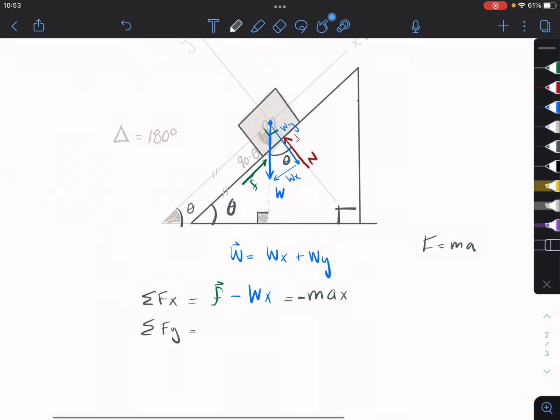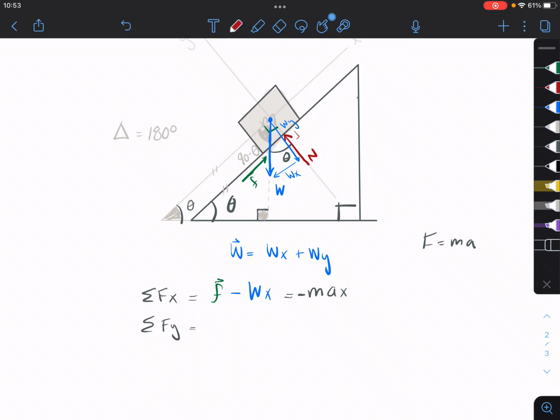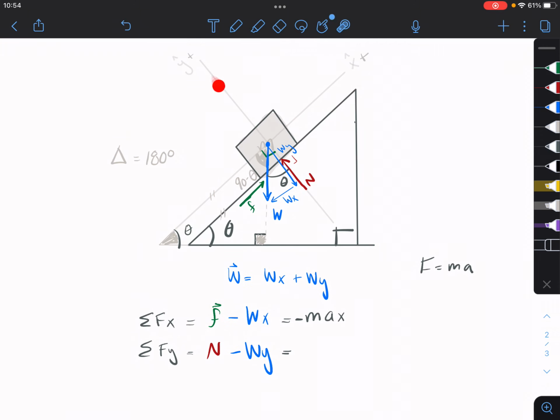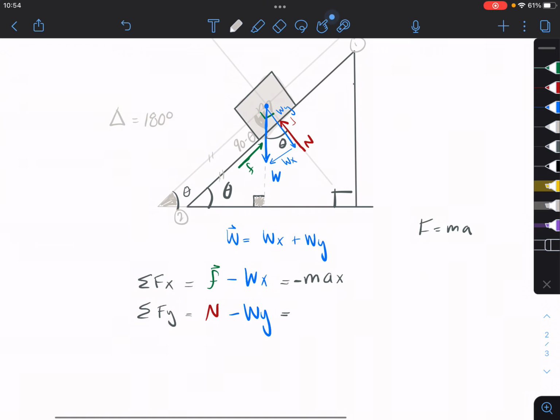Sum of forces in the y. I have the normal force pointing up, and then I have minus Wy, because it's pointing down. And that's going to be equal to what? Do I have any acceleration along this y line? Is the block going to leave this surface, or is it just going to move along this x line the whole time? So I don't have any change along this y line. It's just going to move down this plane from point 1 to point 2, which is what I'm looking at for my problem. So this would be MAy, Ay is 0, so this is equal to 0.